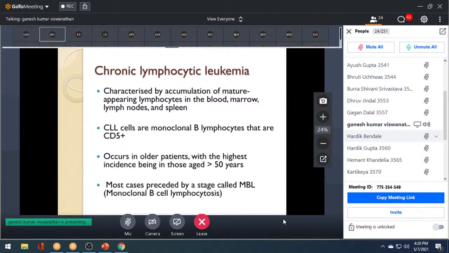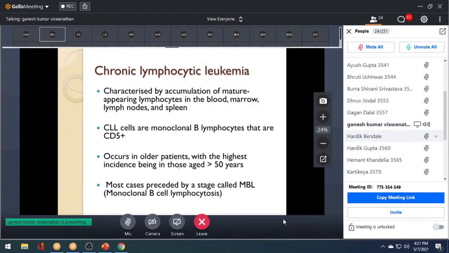And the B lymphocytes are CD5 positive. Normally, you don't expect CD5 positivity in a normal mature B lymphocyte. A very small proportion can be positive, but in general, most of the normal B lymphocytes are negative for CD5. In CLL, the characteristic finding is the presence of CD5 positivity in the B cells. So it is one of the most common lymphoma, leukemia, which has CD5 positivity, the other being mantle cell lymphoma.